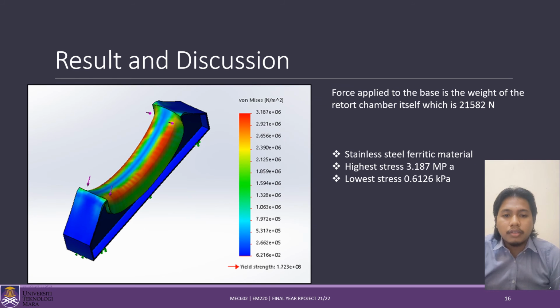For the base of the food retort chamber, the force exerted on the base is equal to the weight of the food retort chamber itself, which is equal to 21,582 Newton. As we can see from the von Mises stress here, the highest stress recorded is 3.187 megapascal and the lowest stress is recorded at 0.6126 kilopascal. So that means that this base can support the weight of the whole food retort chamber.